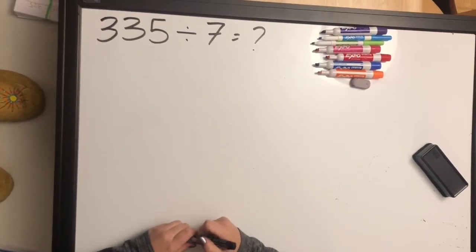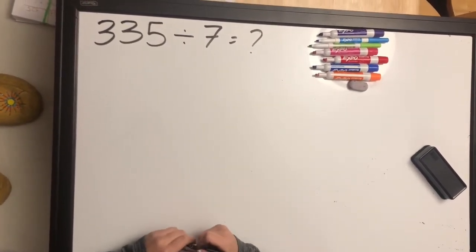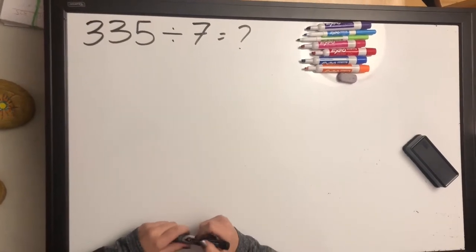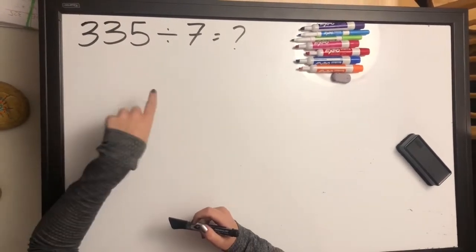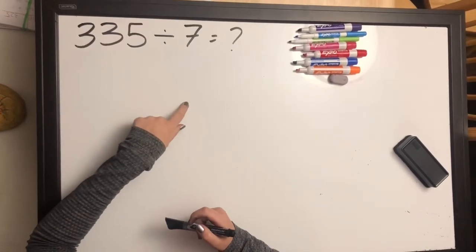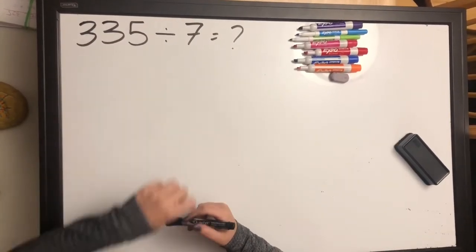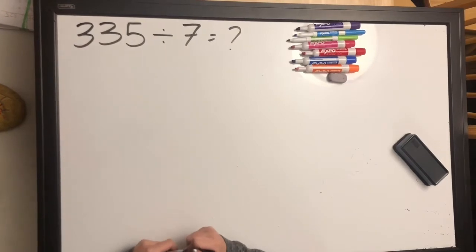I got the computation of division. My equation is 335 divided by 7. The way I've estimated this is I've rounded up 335 to 350. I know that 35 divided by 7 is 5, so I'm going to multiply my 5 by 10, and that gives me 50, so I know that my answer should be just under.